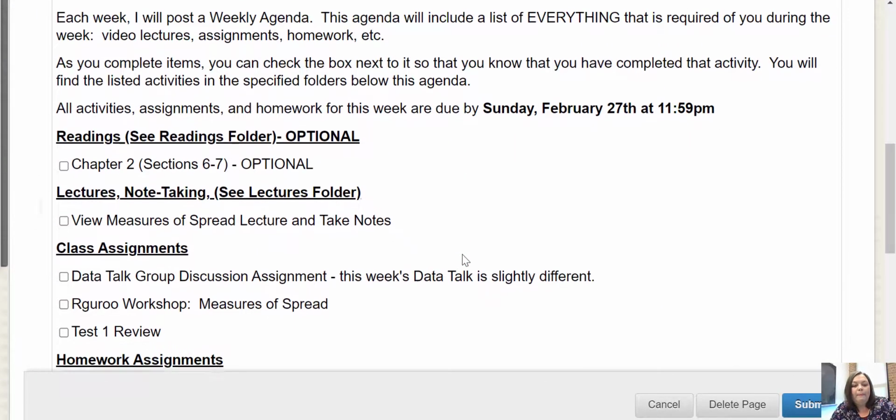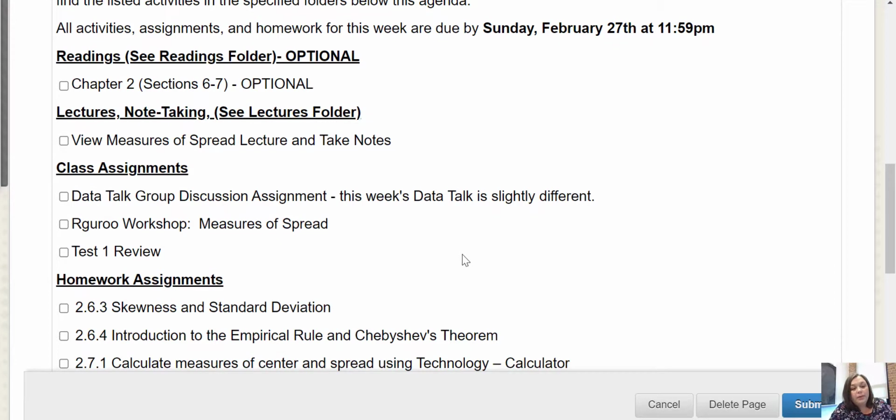So we are finishing up chapter 2, and there's really only one lecture that you have to go through. That's measures of spread. I do have some extra notes that I've tacked onto it to make sure that I'm covering everything that Newton has in there. So make sure that you read the notes that I have underneath the video.